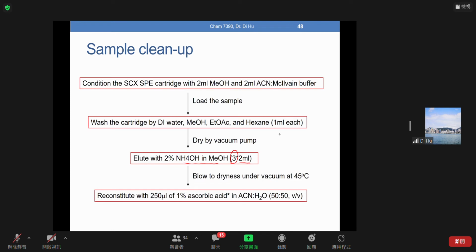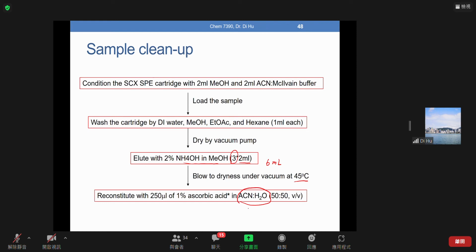So that means you have eventually 6 milliliters. So that's why you're not going to directly inject that one into the LC-MS. You do further pre-concentration. As I mentioned, blow it to dryness on the vacuum. We normally use pure nitrogen gas at 40 or 45 degrees C, and reconstitute using ACN and water.